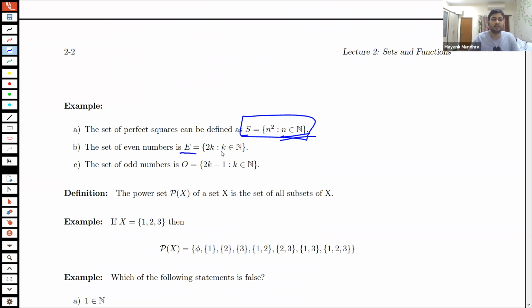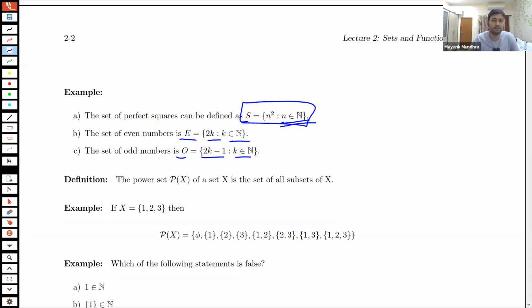The set of even numbers is E, that is 2k for all natural numbers. The set of odd numbers is 2k minus 1 for all natural numbers. So that's even and odd numbers.